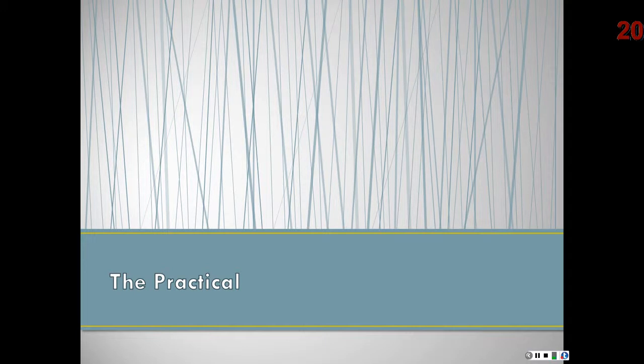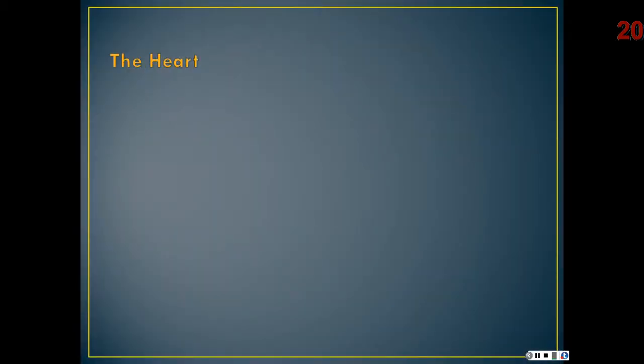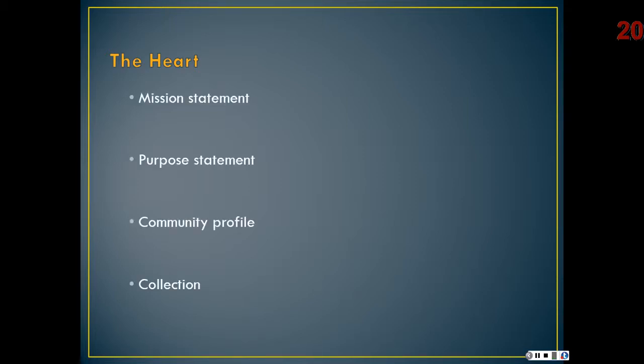So now let's discuss some of the parts that a collection development policy should include in order to serve the library media specialist. And I've divided these things by different parts of the body. So these are the heart part: the mission statement, the purpose statement, a community profile, and a collection description.